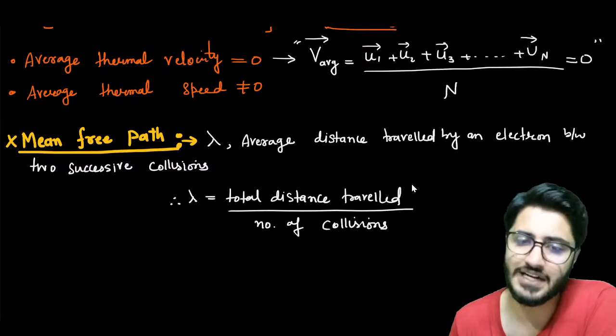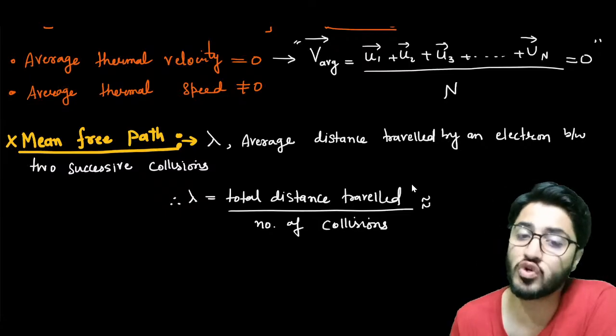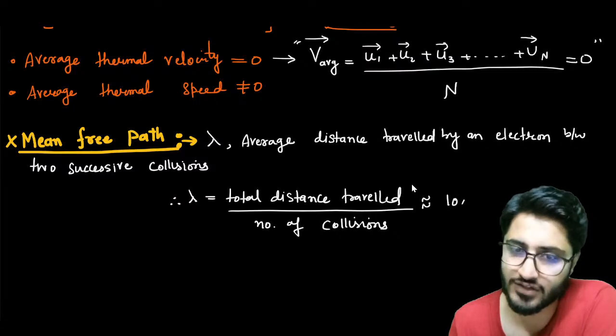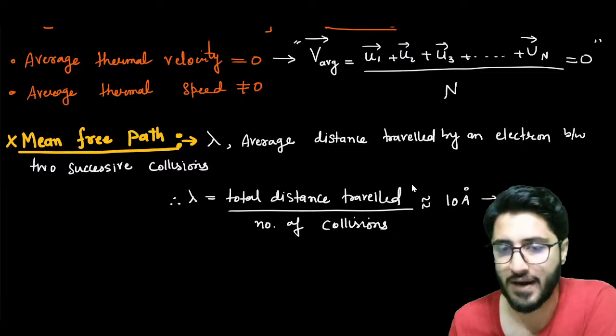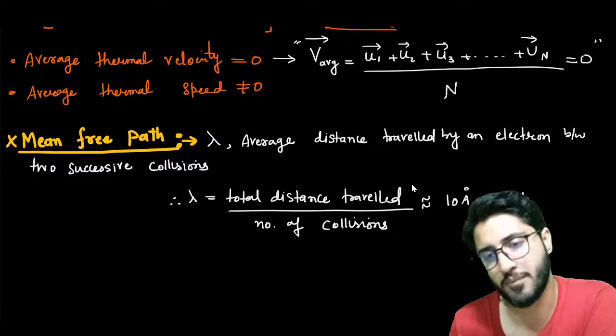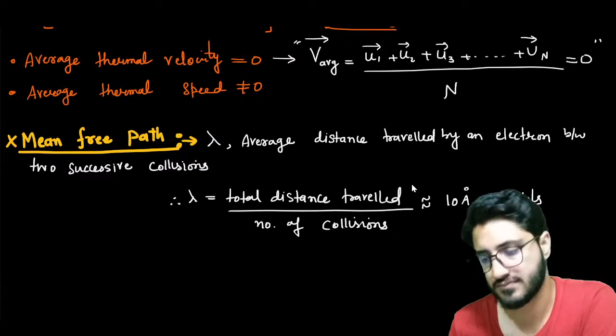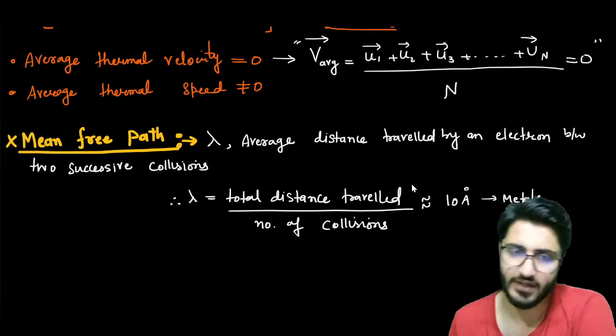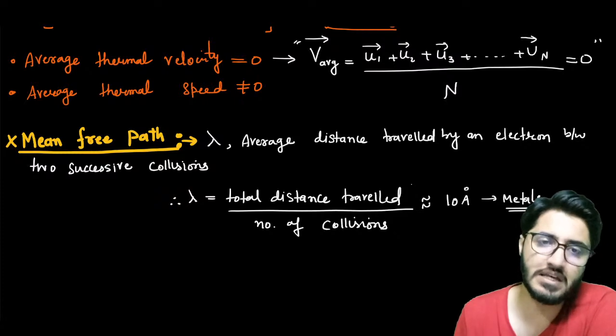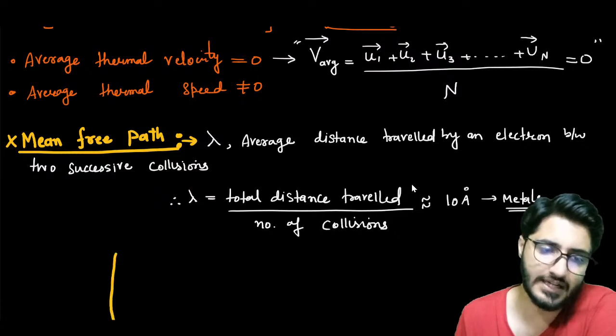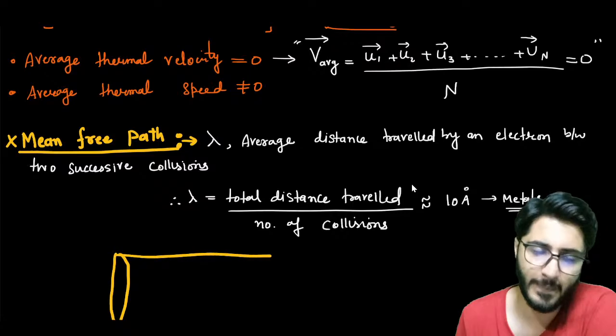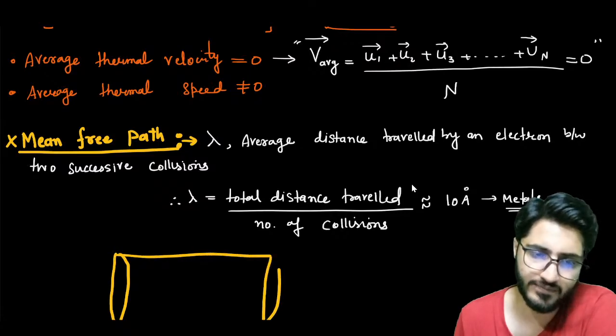Okay, and its value is approximately given to us for metals. It is 10 angstrom, specifically for metals. So if we are making a conductor here, look, it is a conductor.